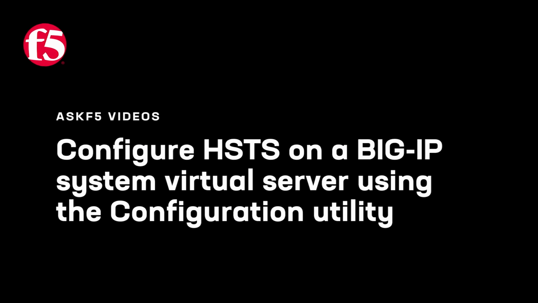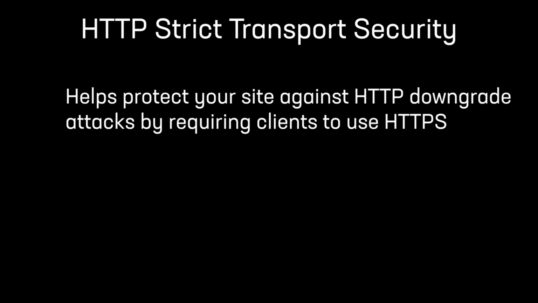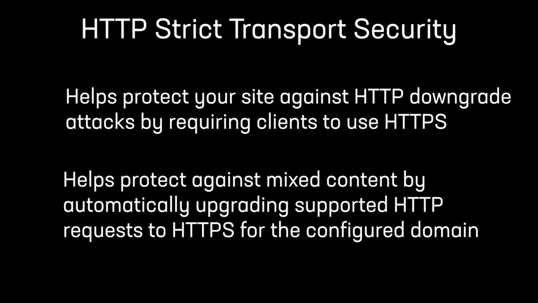Hi, today Ask F5 shows you how to configure HTTP Strict Transport Security, or HSTS, on a BIG-IP virtual server using the configuration utility. HSTS helps protect your site against HTTP downgrade attacks by requiring clients to use HTTPS. It also helps protect against mixed content by automatically upgrading supported HTTP requests to HTTPS for the configured domain.